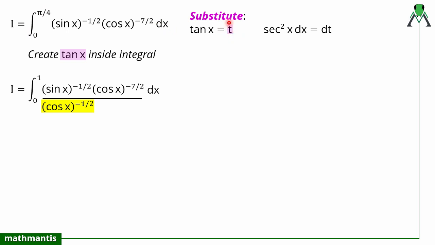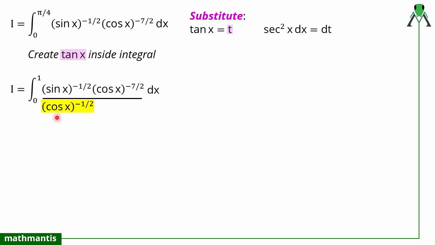Once we substitute in terms of t, we have to change the values of the lower and upper limits based on that. The lower limit x is 0, so the lower limit t will become tan 0, that is 0. The upper limit x is pi by 4, so the upper limit t will become tan pi by 4, that is 1. So I will have to change this also. Don't make a mistake here.